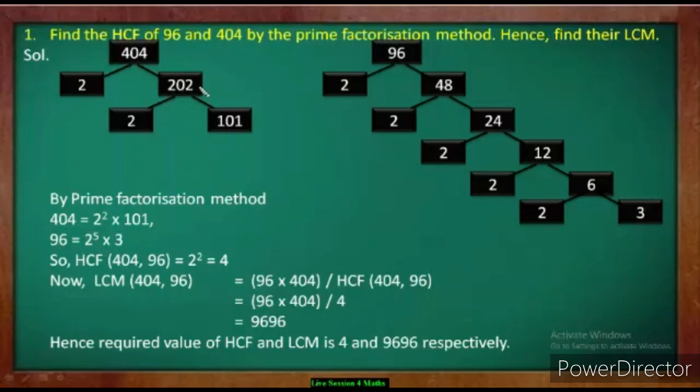What is the quotient here? 202. Again 2 can divide this: 101. Okay. So what are the factors here? 2 into 2 into 101, that is 2 square into 101. You can see this. Now the same for 96. 2 times 48. Then again 2 times 24, 2 times 12, 2 times 6, 2 times 3. You need to make this tree diagram.